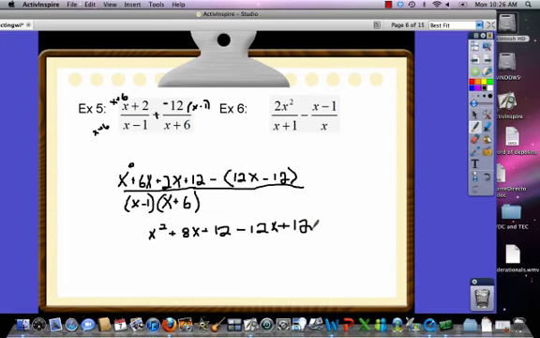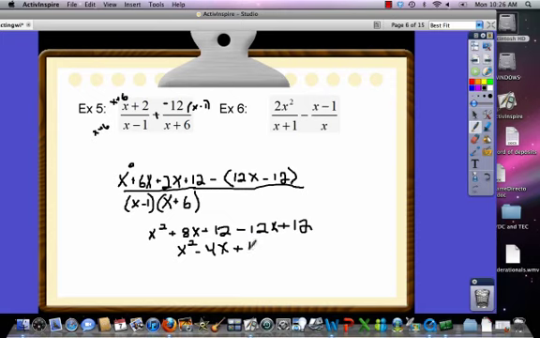I used to have a list of 3 most common ways people mess up a math problem, and that was one of them, was carrying the negative sign across. Okay, I've only got 1x squared, so there's x squared. I've got an 8x and a negative 12x, so that's negative 4x. And then I've got a 12 and a 12, which is 24.